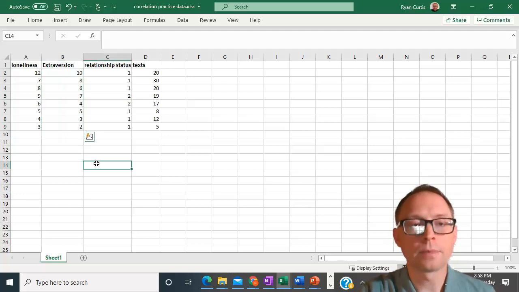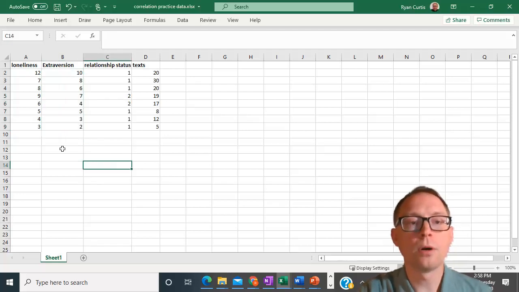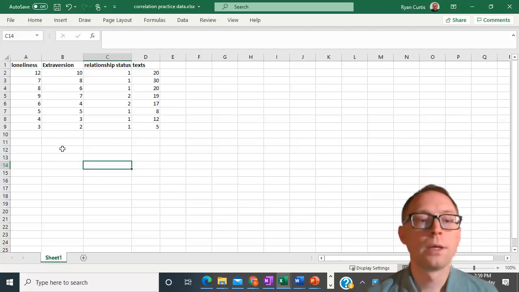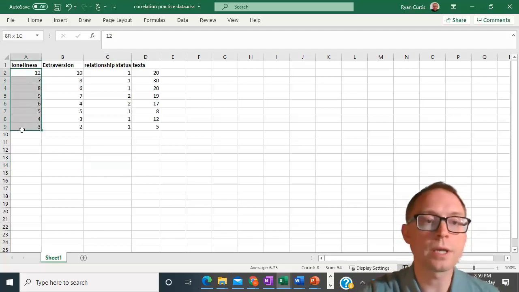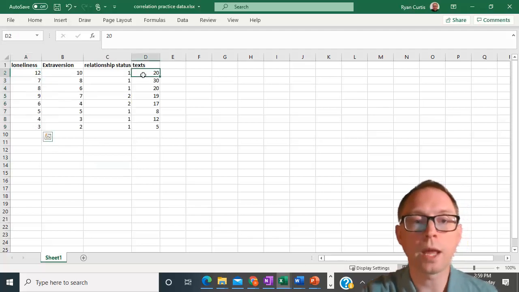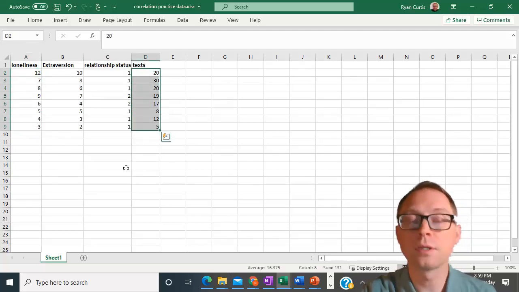Second example. Let's say that I want to know whether or not people who are lonely send more texts. We would run a Pearson's R for that, because loneliness is continuous data and texts are continuous data. That's exactly what we would do.